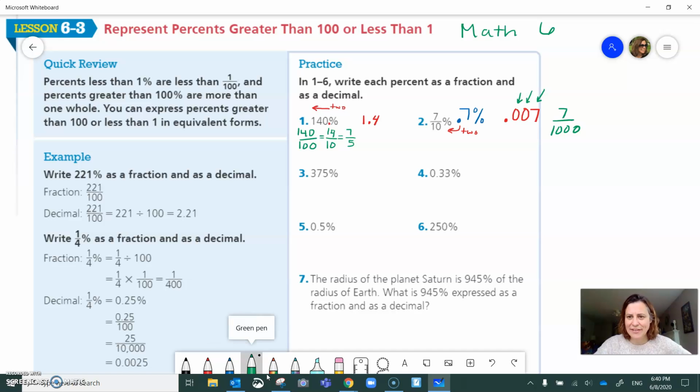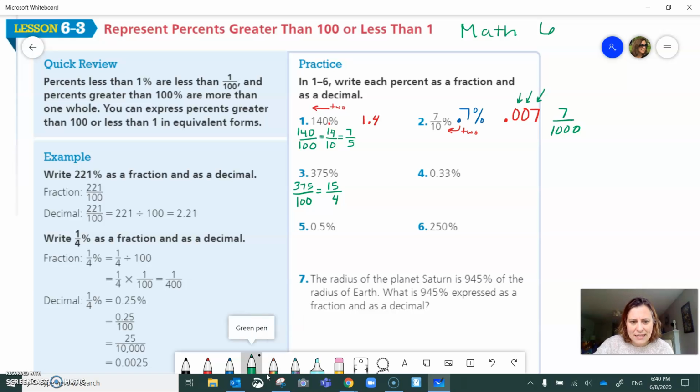Next one, 375% is 375 over 100 as a fraction. 375 over 100, I know 25 will go into both of those. 375 divided by 25 is 15. 100 divided by 25 is 4. So there's your fraction.